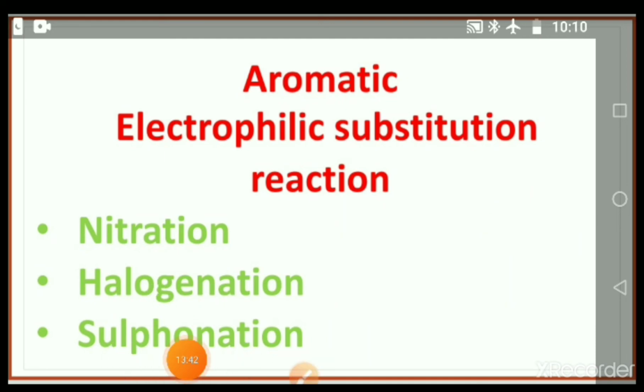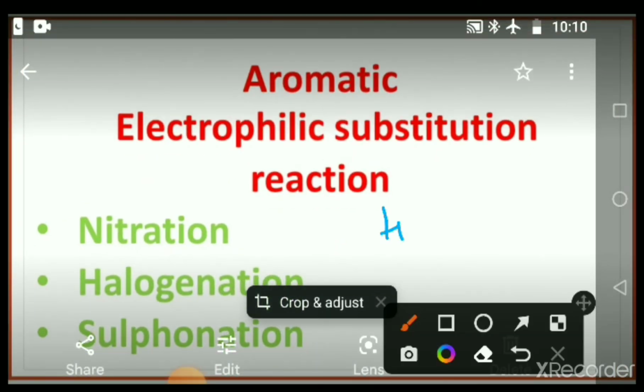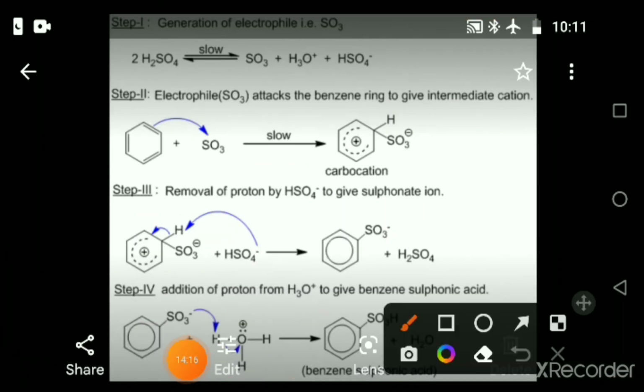Once again, in the sulfonation reaction, the more electronegative oxygen present in sulfuric acid pulls the electron towards itself and generates the electrophile. This attacks the benzene ring, leading to the formation of benzene sulfonic acid. Now the mechanism of sulfonation.